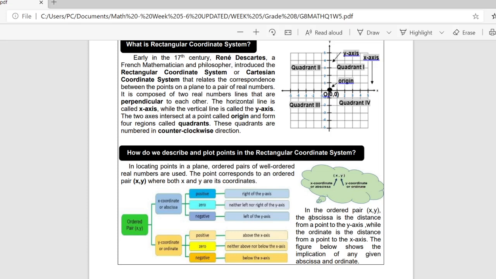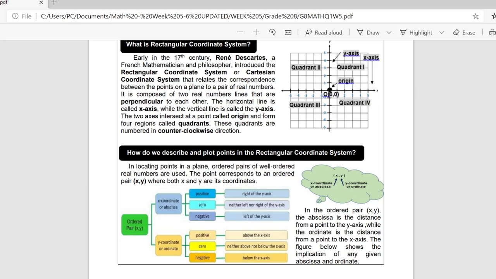In the ordered pair (x, y), the abscissa is the distance from a point to the y-axis. Distance of a point to the y-axis. That is your x-coordinate or the abscissa. While the ordinate is the distance from a point to the x-axis. If this is your point, your ordinate is the distance from a point to the x-axis. That is your y-coordinate or the ordinate.